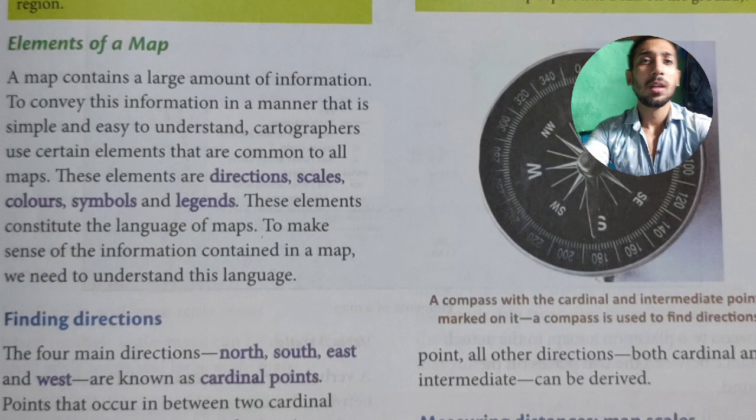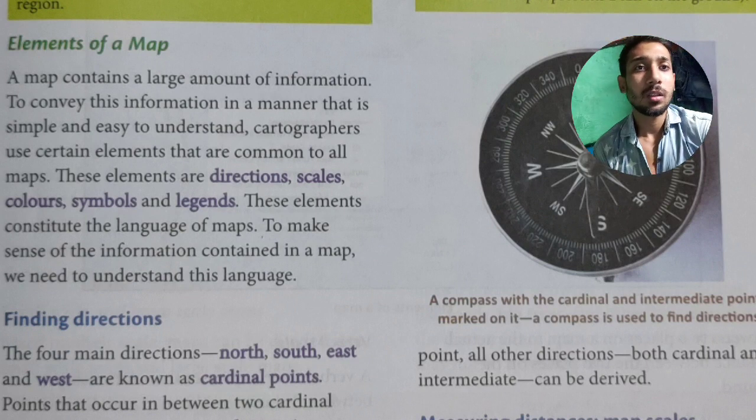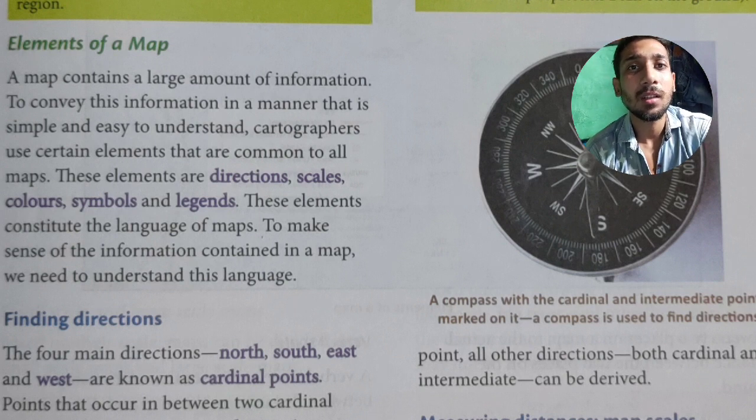Elements of a map act like a language, which is used by cartographers. As you can see, there is information given. A map contains a large amount of information. To convey this information in a manner that is simple and easy to understand, cartographers use certain elements that are common to all maps. These elements are directions, scales, colors, symbols and legends.